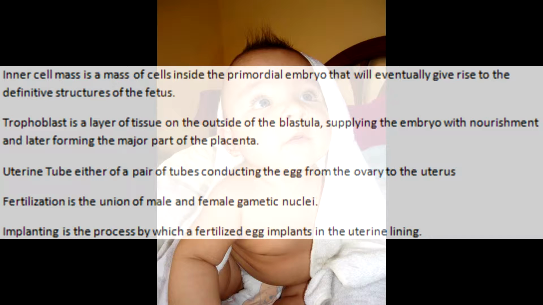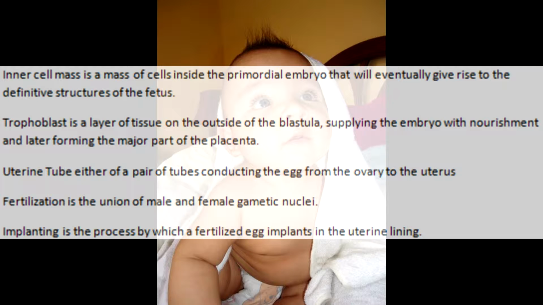Inner cell mass is a mass of cells inside the primordial embryo that will eventually give rise to the definitive structures of the fetus. Trophoblast is a layer of tissue on the outside of the blastula, supplying the embryo with nourishment and later forming the major part of the placenta.